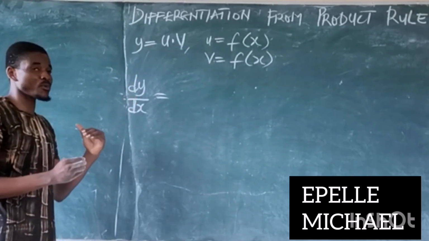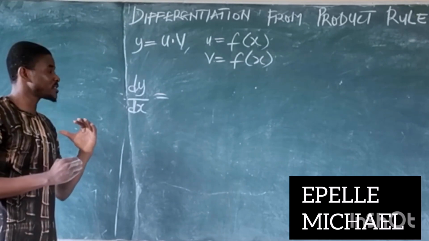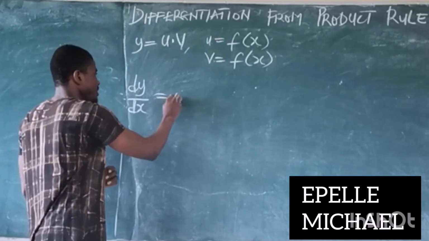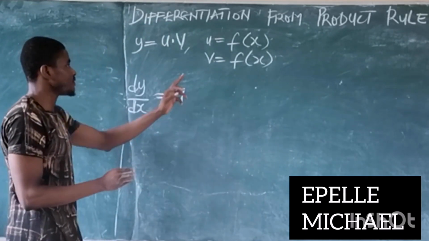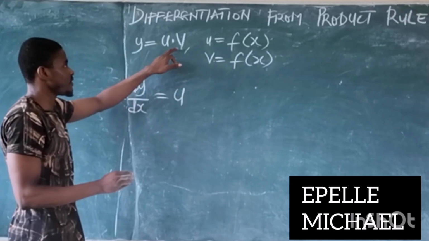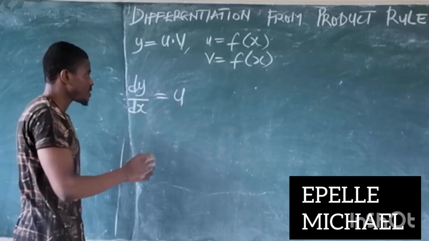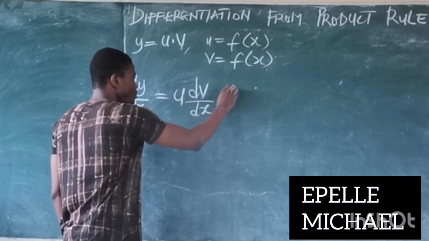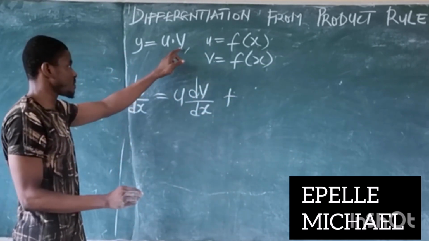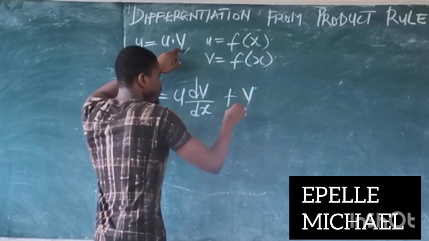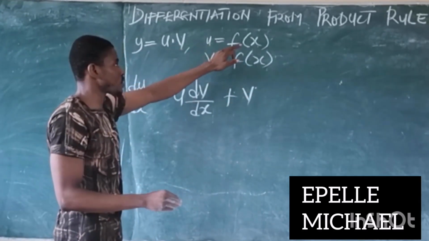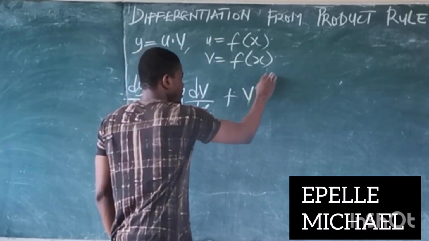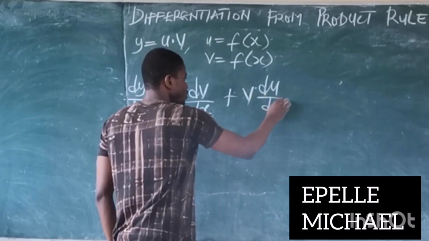since u is multiplying v, it means I'm going to apply the product rule. And this is the product rule. It simply says keep u constant, so I'll simply have u. Then since v is a function of x, differentiate v with respect to x. So I'll simply have dv/dx, plus, now you keep v constant, so I'll simply have v. Then since u is a function of x, differentiate u with respect to x. So I'll simply have du/dx.